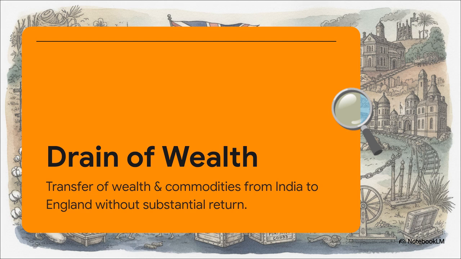So what exactly is this drain? Well, our source material has a very precise definition. The drain of wealth refers to the transfer of wealth and commodities from India to England without any substantial return. Zero. And it's vital to note that while Naoroji first presented this idea, other prominent thinkers of the time, like R.C. Dutt and G. Subramaniam Iyer, also heavily championed this theory. It was a heavily researched, unified economic critique.